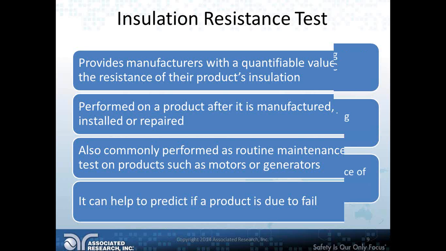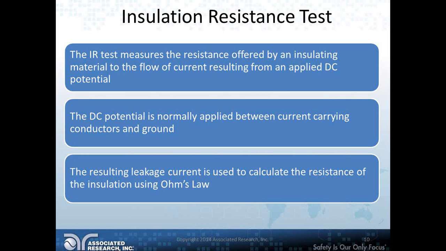So basically what the insulation resistance test does is that it applies a DC voltage across the insulation of a product and measures the corresponding leakage current, which is then used to calculate the resistance of the insulation. The insulation resistance, IR for short, test measures the resistance offered by an insulating material to the flow of current resulting from an applied DC potential. And the DC potential here is applied normally between the current carrying conductors and ground.